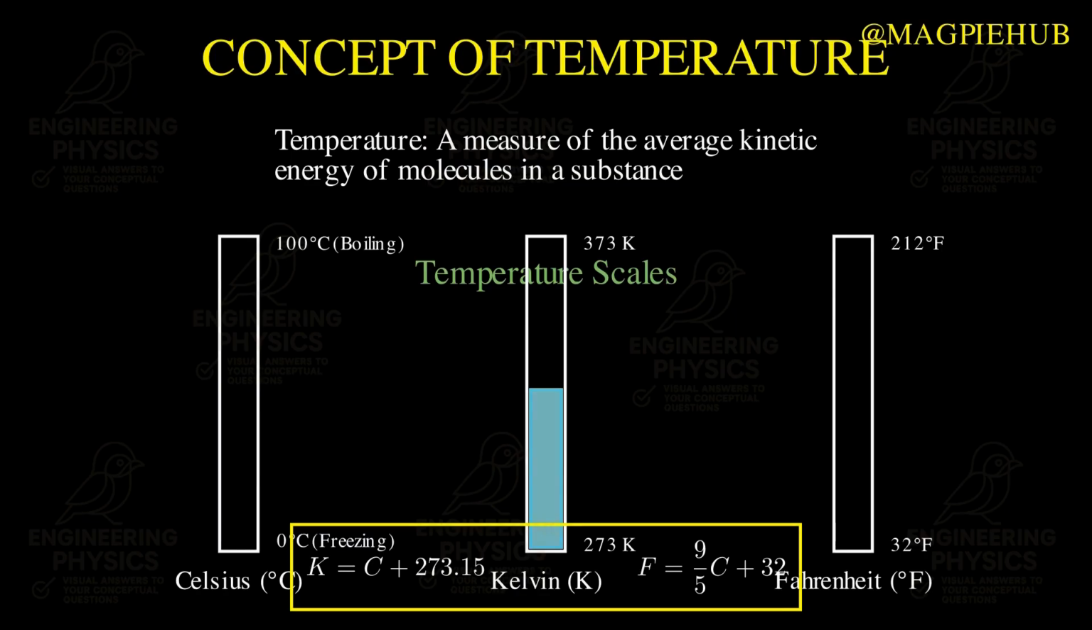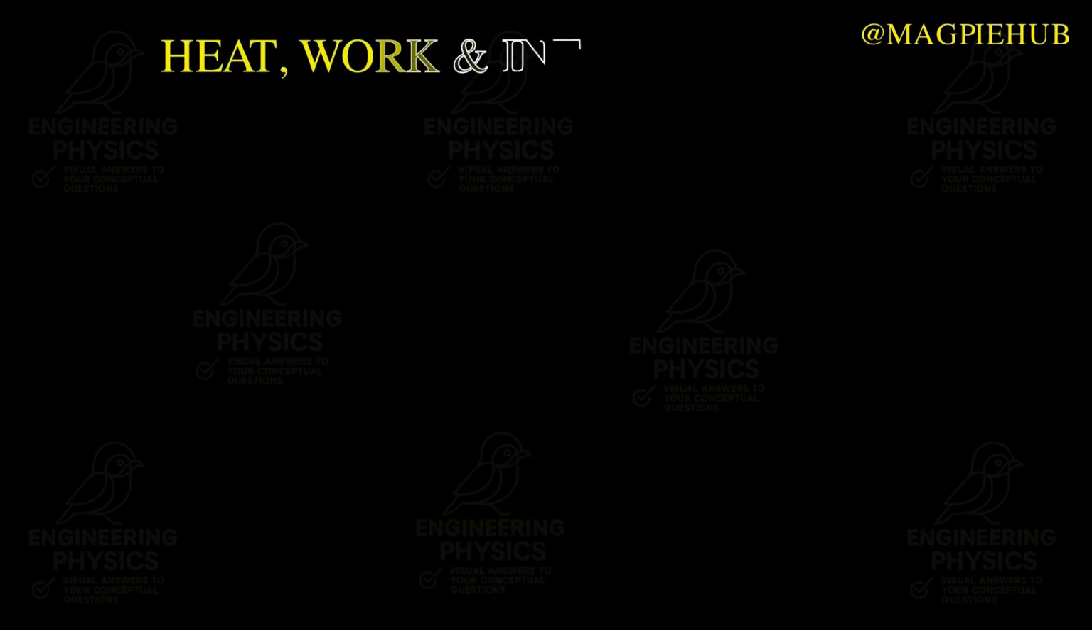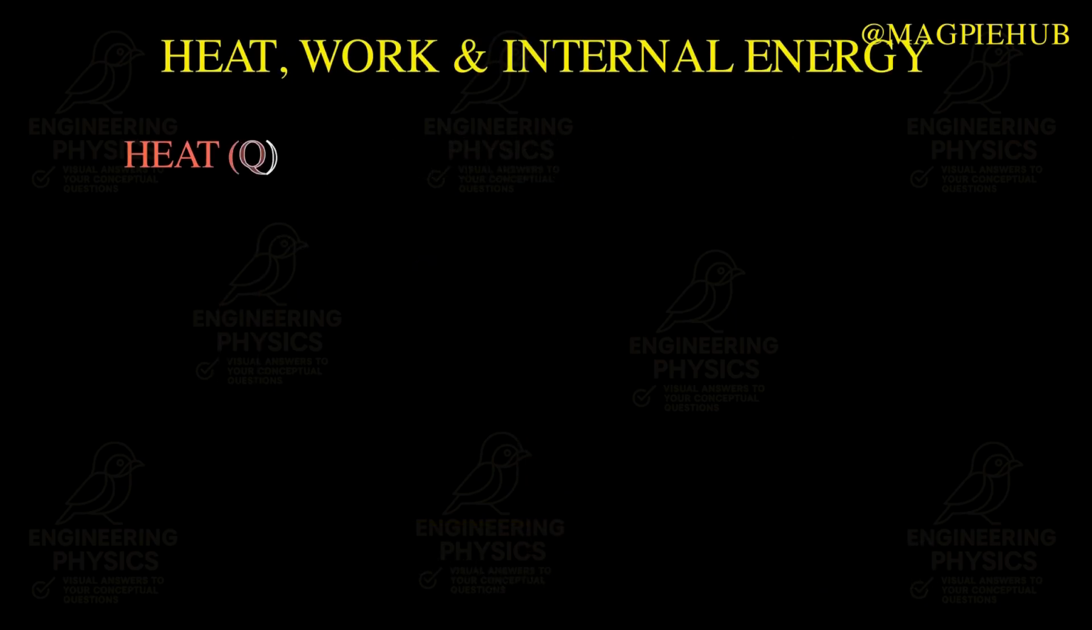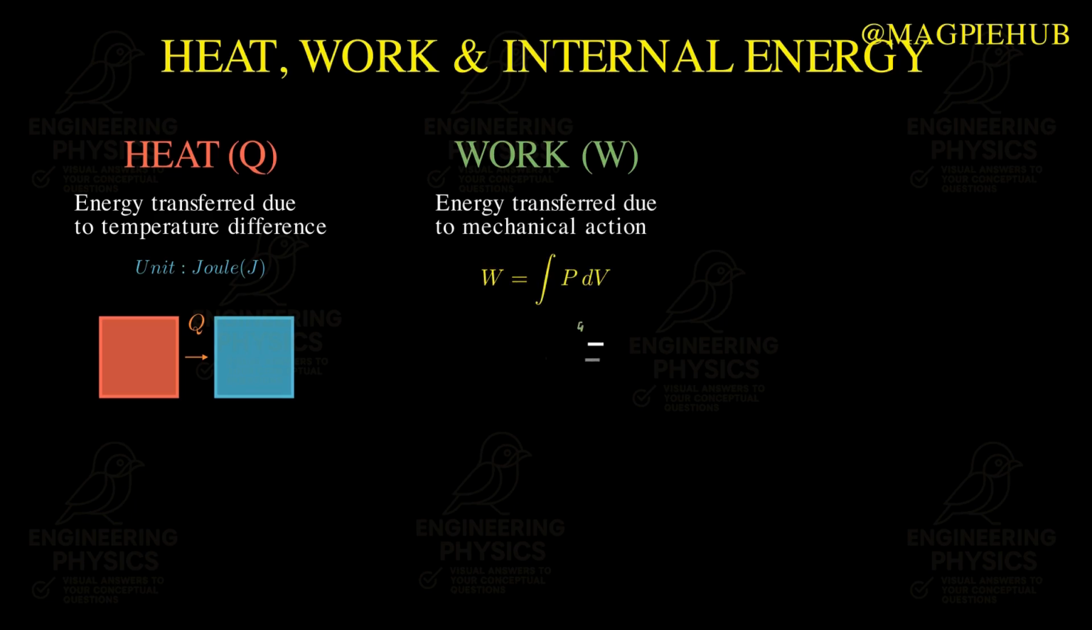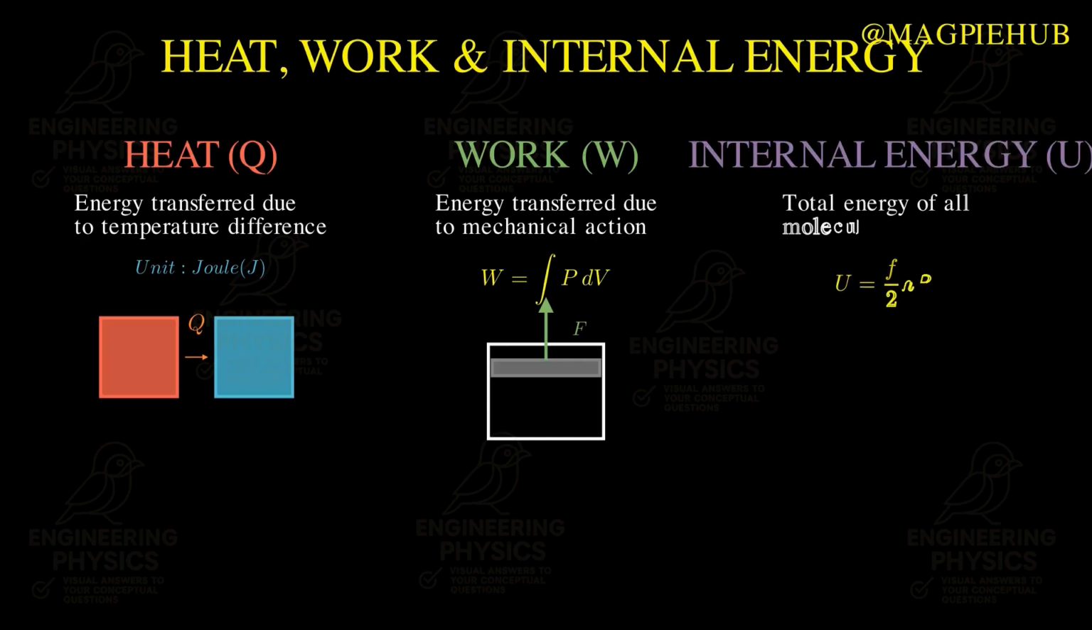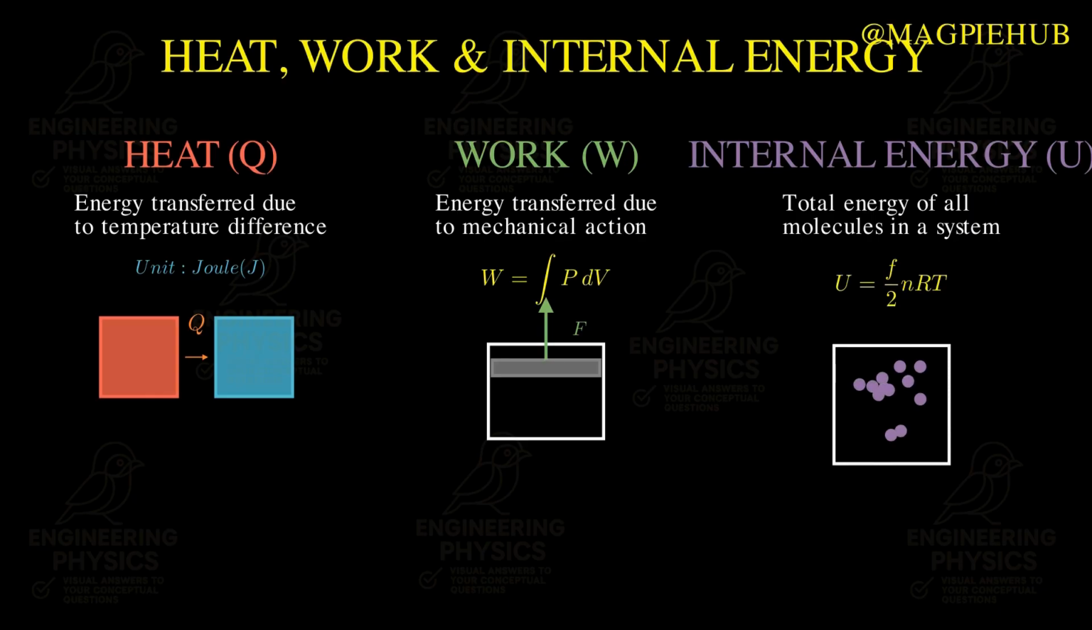Now let's understand three crucial quantities: heat, work, and internal energy. Heat, denoted by Q, is energy transferred due to temperature difference. It flows from hot body to cold body. Work, denoted by W, is energy transferred through mechanical action, like pushing a piston. The formula for work is W equals integral of P dV. Internal energy, denoted by U, is the total energy of all molecules in a system. For ideal gas, it equals f/2 times nRT, where f is degrees of freedom.